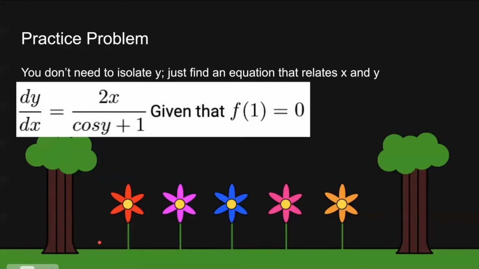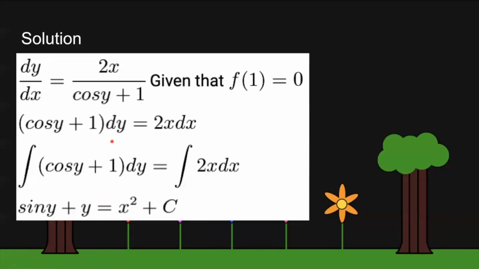All right, here's another practice problem. And here is a solution. So multiply both sides by cosine y plus 1 and dx. All right, and then integrating both sides. So the left side becomes sine y plus y, and then the right side becomes x squared plus c.